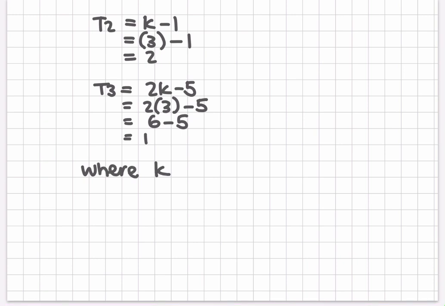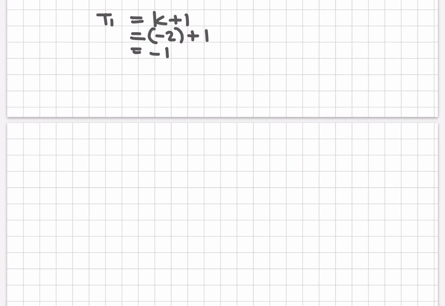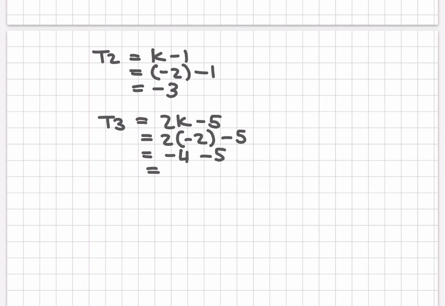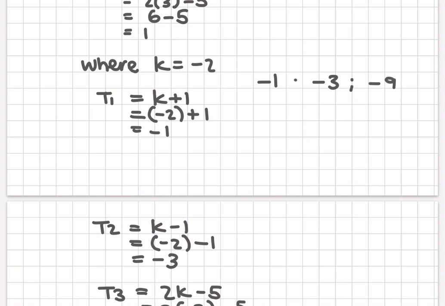Where k is equal to negative 2, T1 is equal to k plus 1, which is equal to negative 2 plus 1, which is negative 1. T2, which is equal to k minus 1, will be negative 2 minus 1, which is negative 3. And term 3, which is equal to 2k minus 5, is going to be equal to 2 times negative 2 minus 5, which is equal to negative 4 minus 5, which is equal to negative 9. So where k is equal to negative 2, the number pattern will be negative 1, negative 3, negative 9. And that's the answer.